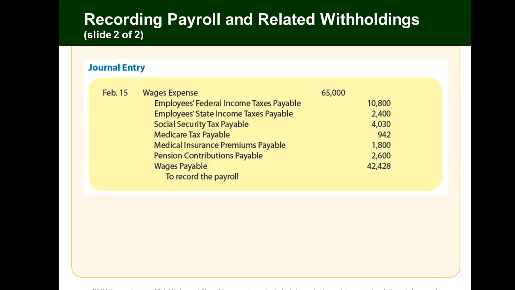Medical insurance premiums payable, that amount of the employee's portion of their medical insurance we took out of their paycheck, we owe that to the insurance company. The pensions also. The difference is going to be how much we owe the employee now, the take-home pay. So do you see here, the wages expense is the debit. The credits are all these short-term payables. The payables all need to be paid within the current cycle. Okay?